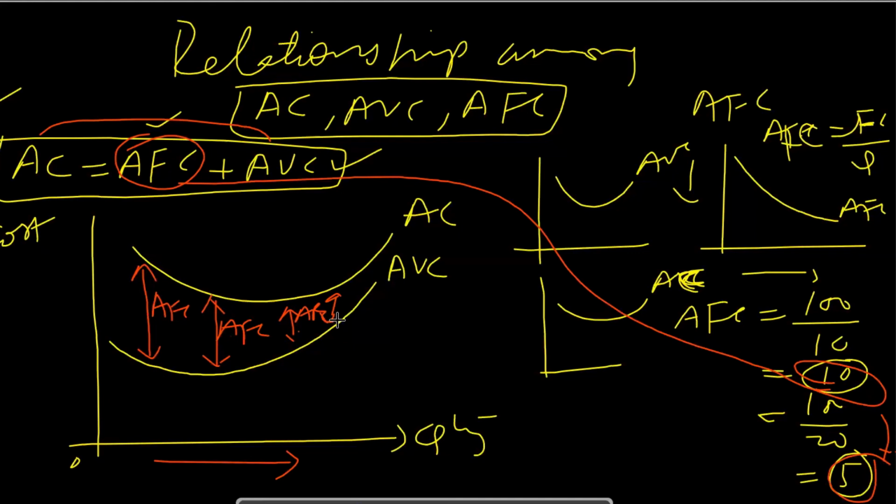And if we draw a graph or line for average fixed cost, then it will look like this. Average fixed cost will be like this. The line of average fixed cost will be negatively sloped, or we can find average fixed cost, which is the gap between average cost and average variable cost.